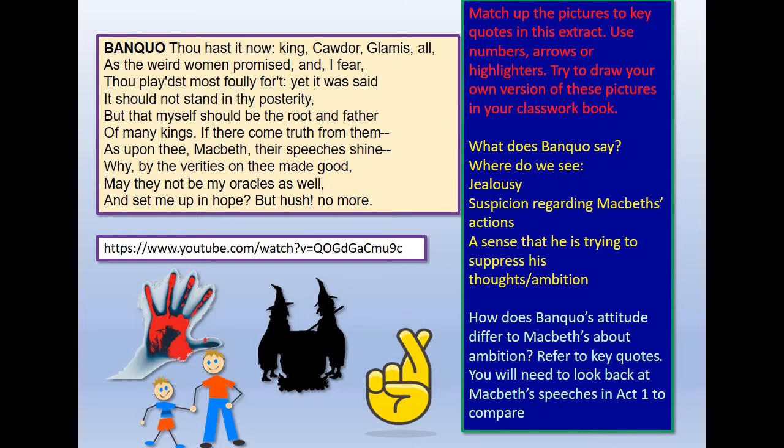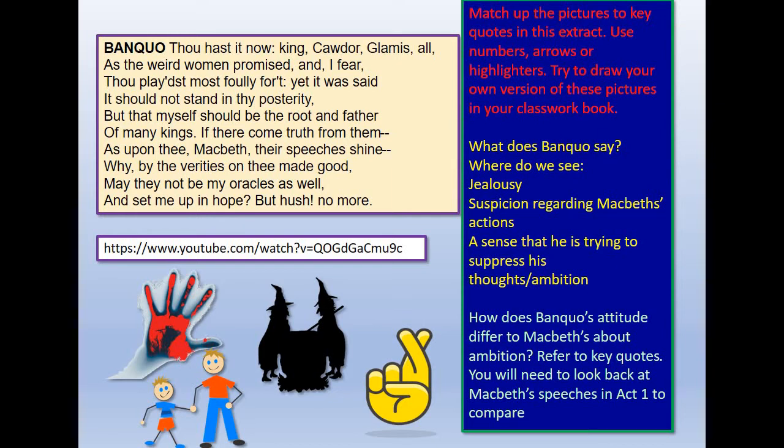I want you, in your book, to either write a description of what the image is, or if you'd rather, draw your own version of the image. Then you will write next to it an equals or a dash, and write next to it the quote from that extract that supports that. Okay, that's reds only.